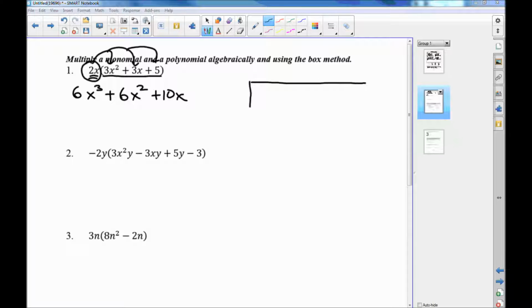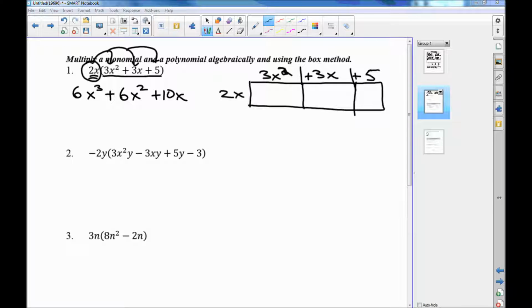The box method, our first term over here is a 2x, and then we have three terms up here. So 3x squared, 3x, and 5. And these are all positive in this case, okay?